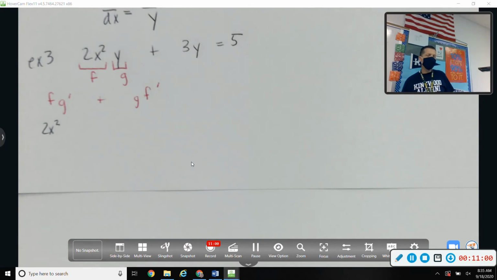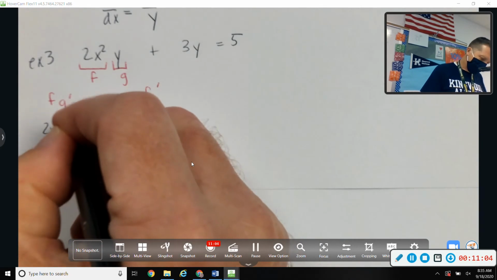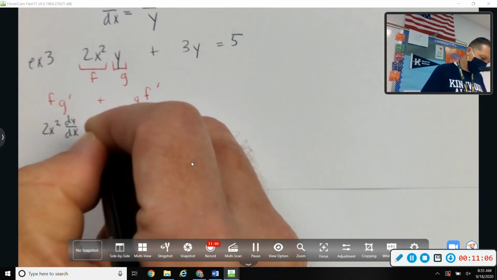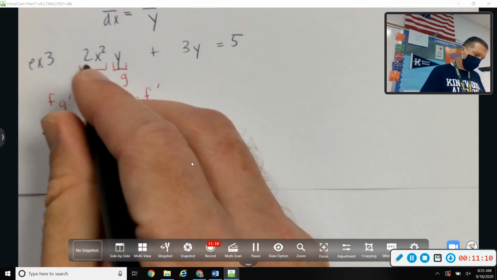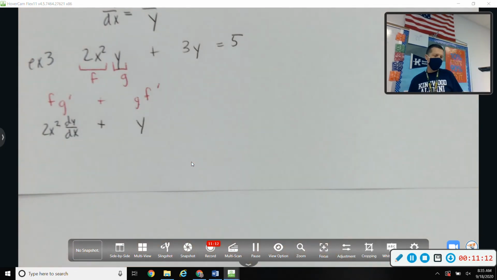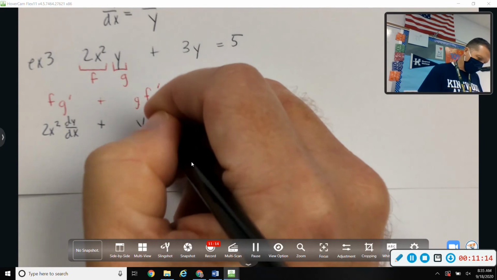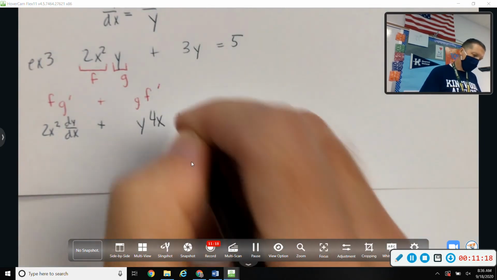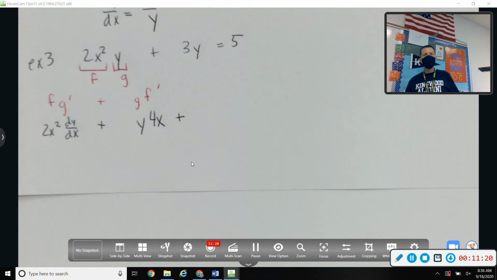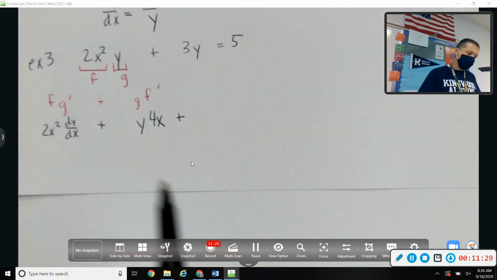What's the derivative of y? dy/dx. Plus G times the derivative of 2x squared, which would just be 4x. So if that looks a little funny, we can fix that later. So there's our product rule. Again, we know the product rule. We know the chain rule. We're just doing it a little bit different because we got dy/dx showing up in multiple places.